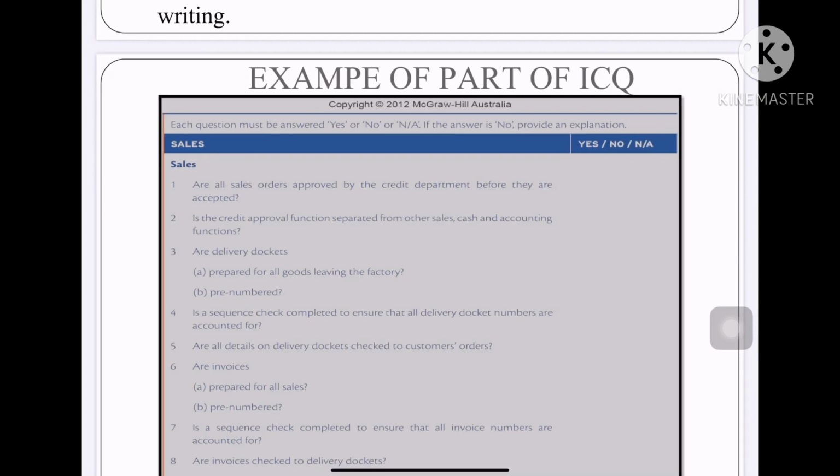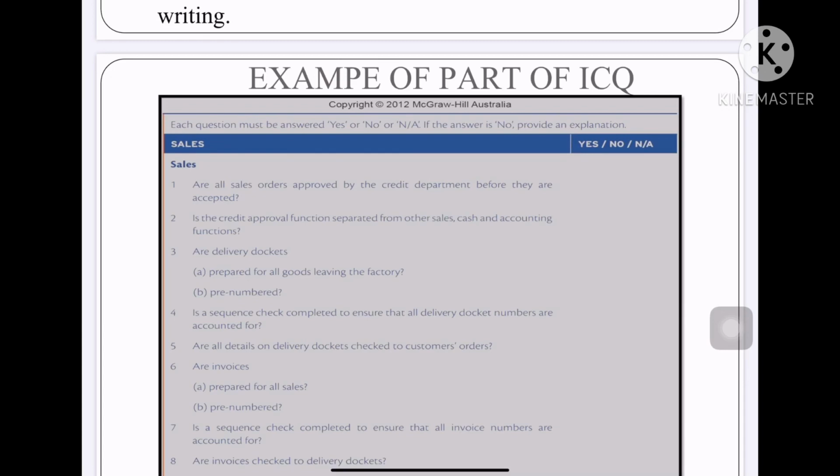Number one, are all sales orders approved by the credit department before they are accepted? For example, whether the sales that we are going to approve, whether all the credit sales are approved by the credit department. If they are approved by the credit department, it shows that they can borrow from our company.